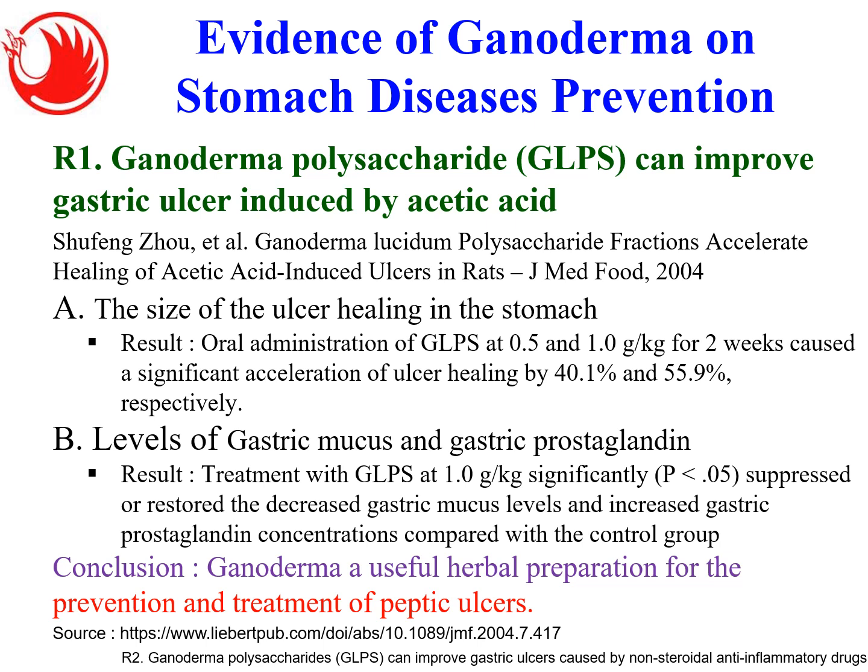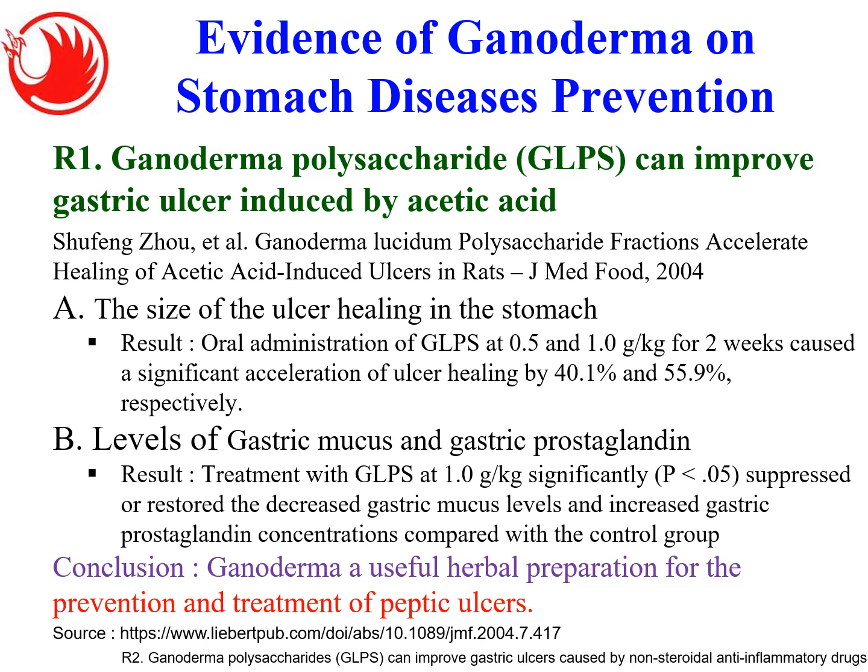So the result showed that after 2 weeks, groups that were given the so-called Ganoderma polysaccharide had 40% and 56% reduction in the size compared with the first group, which is without Ganoderma. So the reduction in size is proportional to the dosage level. Second, the two groups treated with the so-called Ganoderma actually show the level of gastric mucus is higher for them.